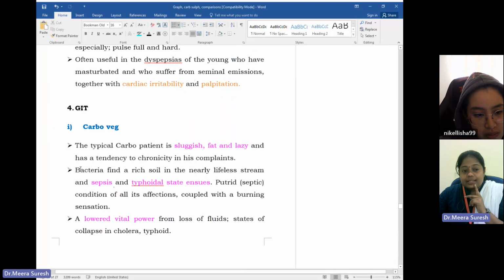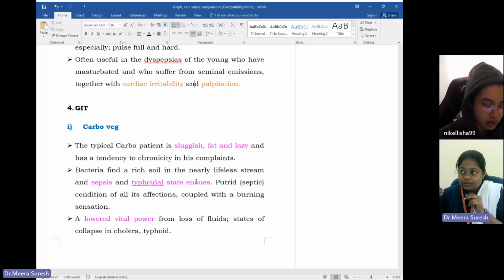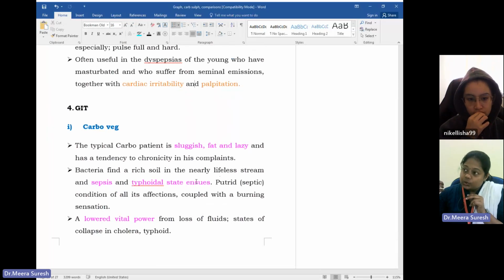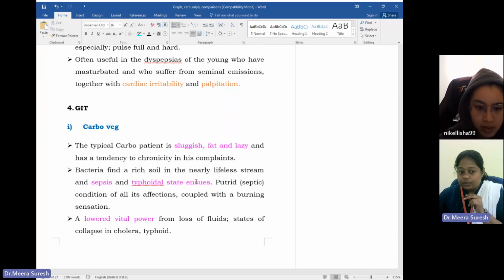This is an important sentence. Bacteria finds a rich soil in nearly lifeless stream, and sepsis and typhoidal state ensues, which means the blood is stagnant over there. So the bacteria can come and accumulate over there because blood is stagnant, which means there is a non-healing condition. So the sepsis is very easily possible.